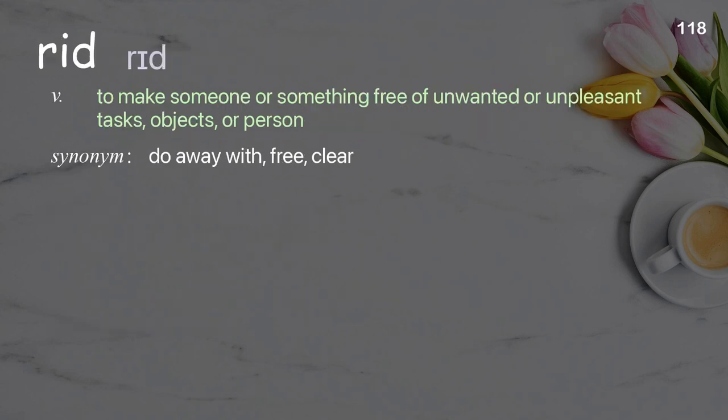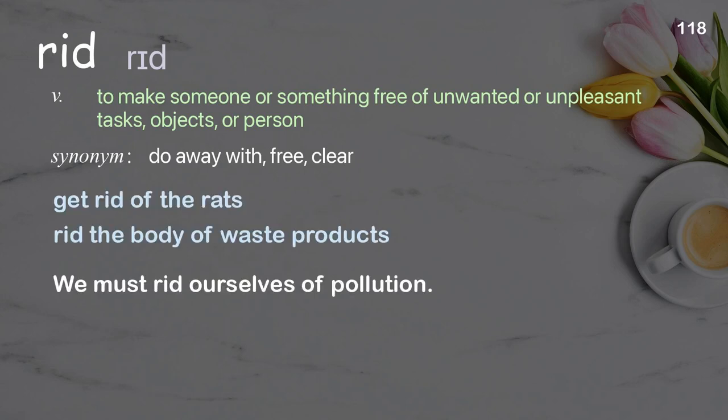Rid. To make someone or something free of unwanted or unpleasant tasks, objects, or persons. Examples. Get rid of the rats. Rid the body of waste products. We must rid ourselves of pollution.